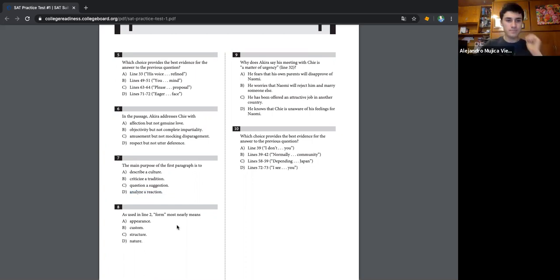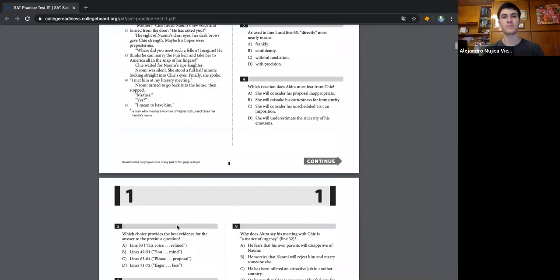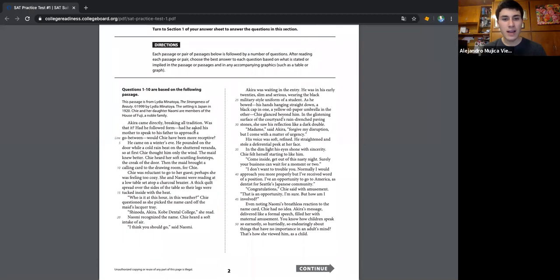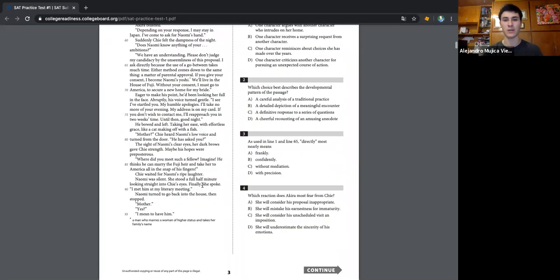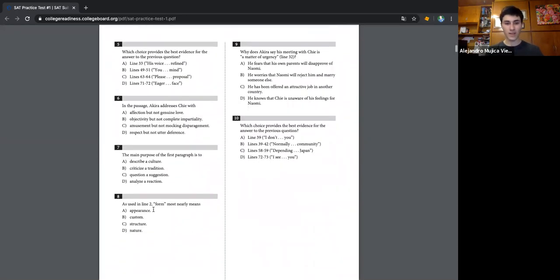Good. As used in line 2, form most nearly means, let's go to line 2. Was that it? Had he followed form? Had he asked his mother, and so on. So had he followed protocol, had he followed custom, tradition, let's look at it. Appearance, custom, structure, or nature. And all of these are valid choices. They all describe the proper way for something to look or for something to be done, right? So none of these is immediately wrong.